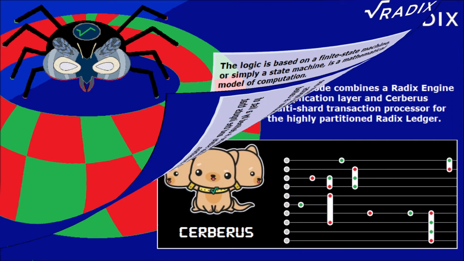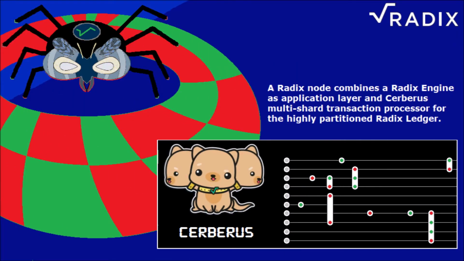A Radix node combines a Radix engine as application layer and Cerberus multi-shard transaction processor for the highly partitioned Radix ledger. Cerberus provides serializable transaction execution, thus opening up the possibility of safe parallelism of consensus through state sharding that substantially reduces throughput limitations.